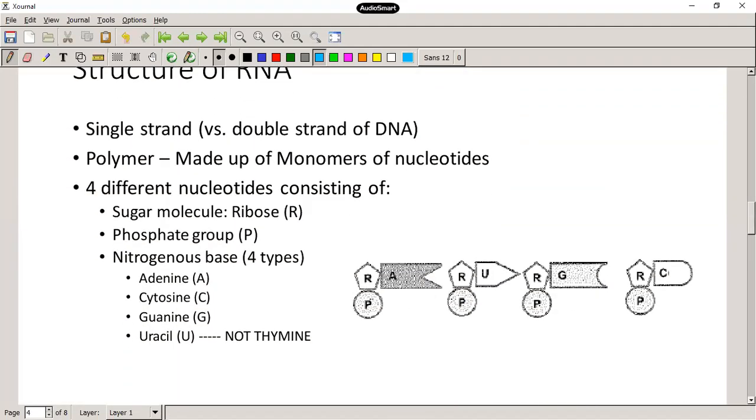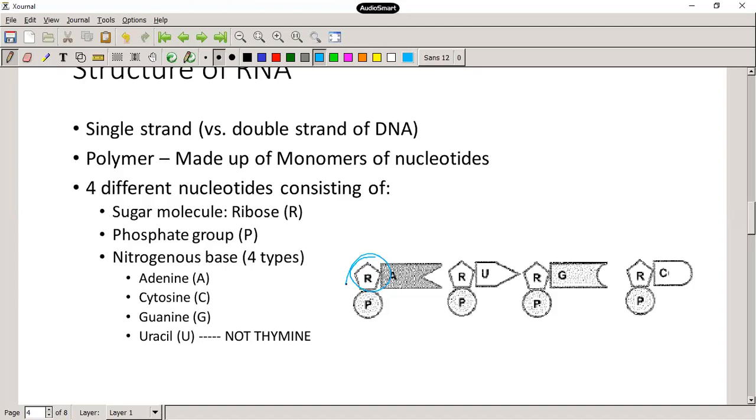Structure of RNA: it's a single strand, not a double strand like DNA. It's a polymer, which means it consists of monomers, which are nucleotides. Polymer means it's a large molecule that consists of different parts, which are all the same, in this case nucleotides. It's like bricks making up a building. Then, the four different nucleotides all have a sugar molecule, a ribose sugar, which is also a pentose sugar, and it's got an extra oxygen, so that's why we don't call it deoxyribose.